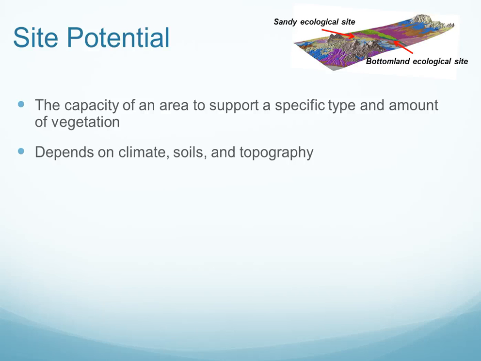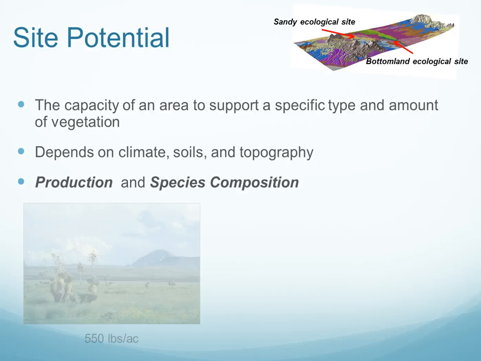And this makes sense because we know that for growing plants, the amount of moisture that a site receives, the length of the growing season, the depth and texture of soils is very important in terms of nutrient relations as well as water holding capacity. And the topographic position of a piece of land is going to influence the type of plants that can grow there. So site potential for ecological sites is important because it reflects the ability of the site to produce vegetation, not only the amount of vegetation, but also a certain species composition.